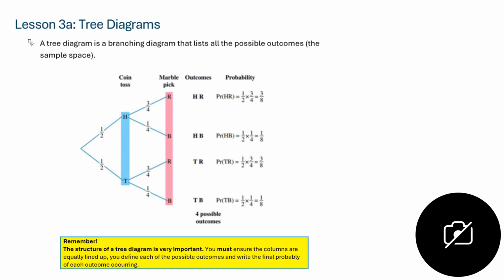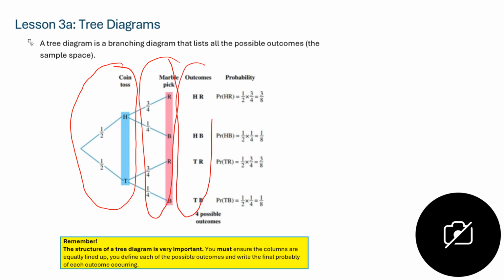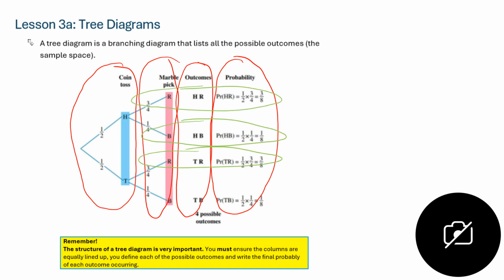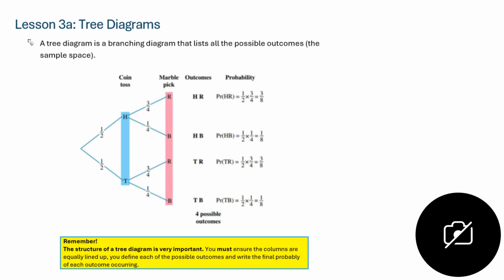So you'll see here that there's a very specific way that we're writing our tree diagram. Do you notice that everything makes these lovely columns and everything across is also all lined up? This is really important when you are doing a tree diagram, and this is what would be expected of you in an assessment situation.